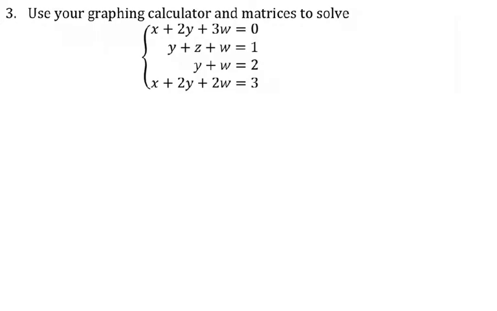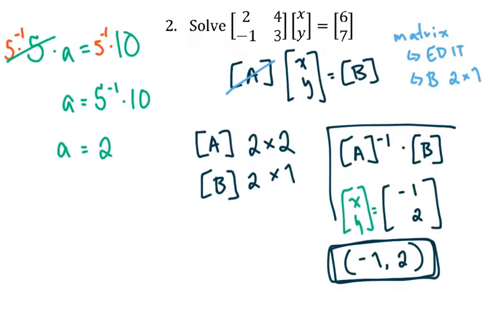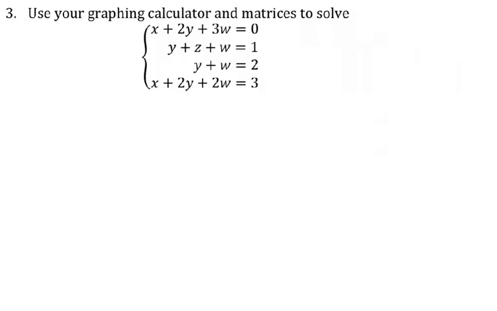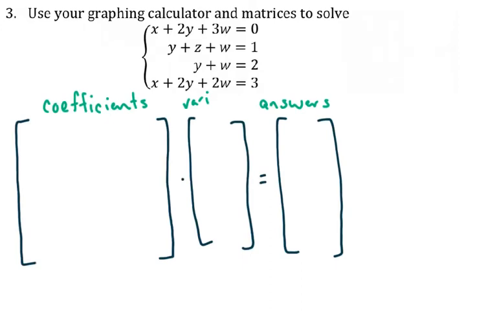Now, if you'll remember from earlier, when we were doing this, these were the coefficients for our x and y terms, and these were the answers. The same thing's going to happen here. We're going to make a matrix of the coefficients, a matrix of the variables, and a matrix of the answers. I tend to fill in the variables and the answers first. The variables are x, y, z, and w. They've put them in this order. The answers are 0, 1, 2, and 3.